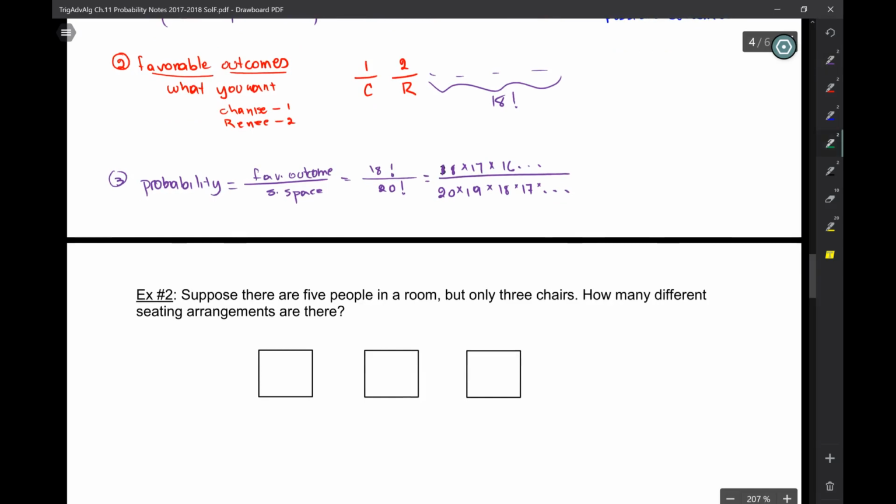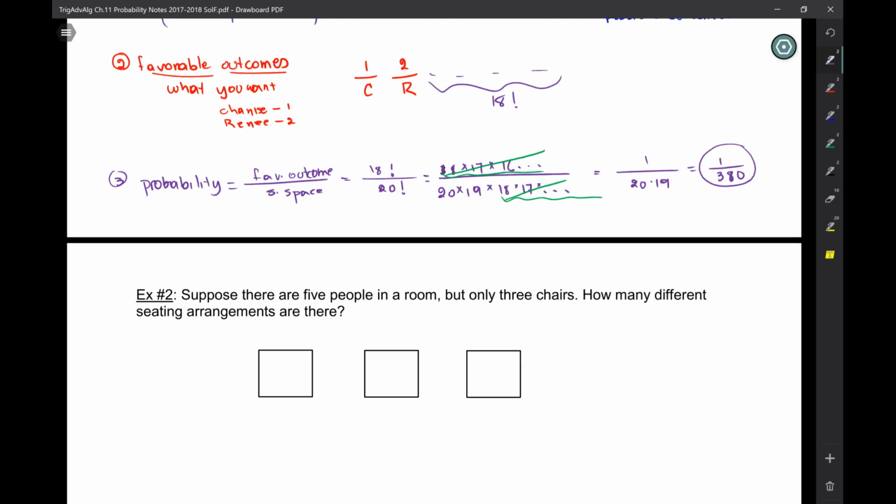So look, this is going to go from 18 to 1, and this is going to go from 18 to 1. Can I cancel them out? I can cancel this whole thing with that. So it's 1 over 20 times 19. It's 1/380. So that's the probability that if we do it at random, Shanice will get a 1 and Renee will get a 2. 1/380. Isn't that cool?